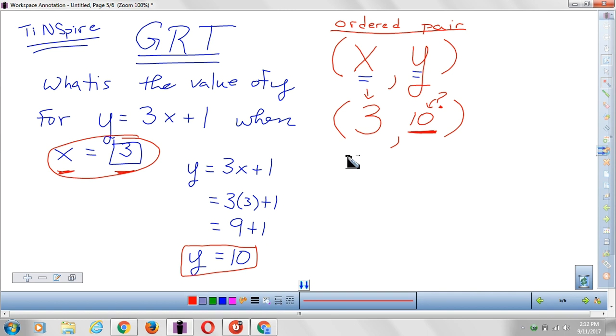So in the next video, you're going to see how to do all of this in the calculator, and you can eliminate all of this business over here, and it becomes a very, very simple matter using a strategy called GRT.